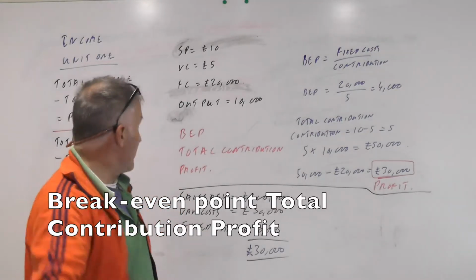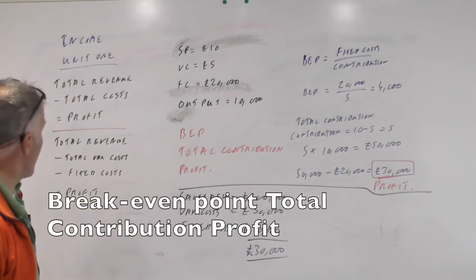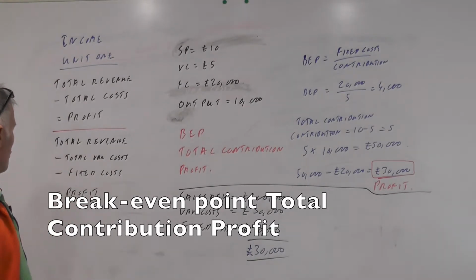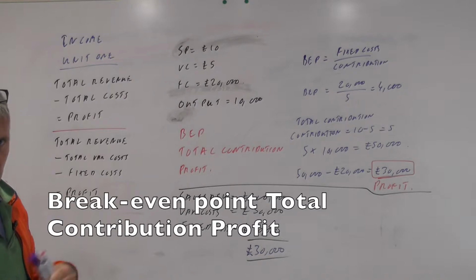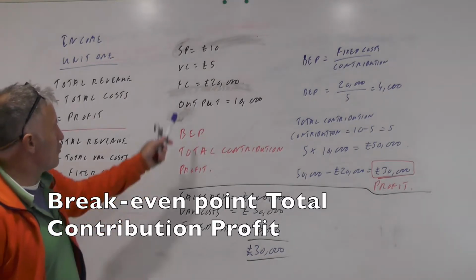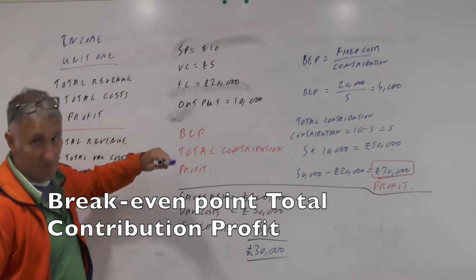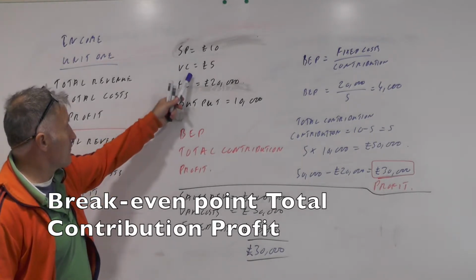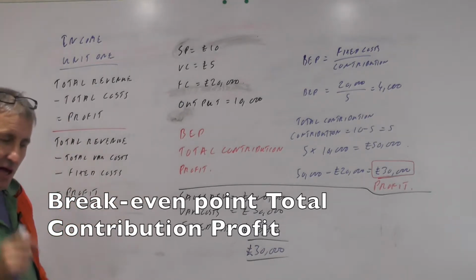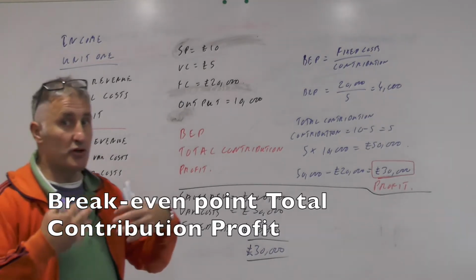So I'm also doing profit on this one once again. Remember, income unit 1 is total revenue minus total cost equals profit, or total revenue minus total variable cost minus fixed cost is also equal to profit. Okay, so in this particular equation here, I've got selling price, very easy one. Selling price 10 quid, variable cost 5 quid, fixed costs are 20,000 quid, and the output is 10,000.